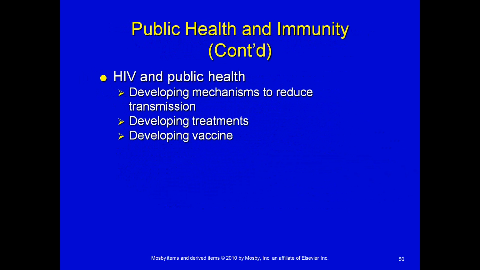Then as far as HIV goes and public health's role, certainly the role of public health with the HIV virus is to develop mechanisms to reduce transmission, whether that be handing out condoms, educating the general public on how it is spread, and asking them to protect themselves, developing treatments. There is a certain set of immune globulins that you may receive following a significant exposure to potentially prevent you from getting the acquired immune deficiency syndrome.